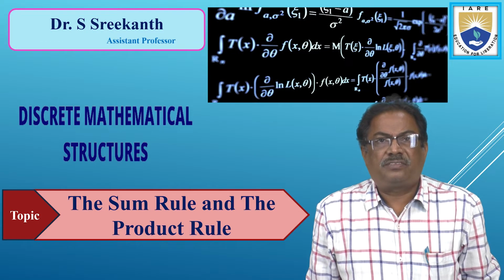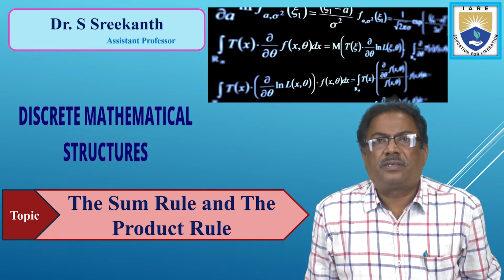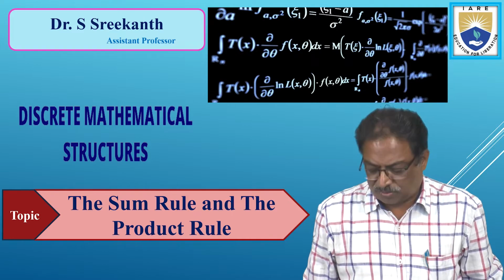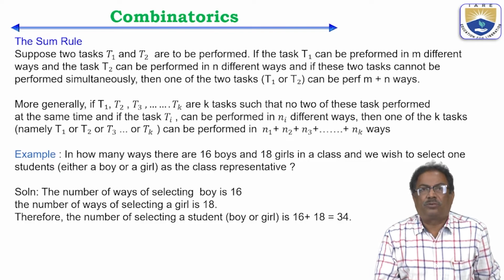Today we are going to discuss the topic in combinatorics. The first topic is the sum rule and the product rule. So what is the sum rule and what is the product rule?